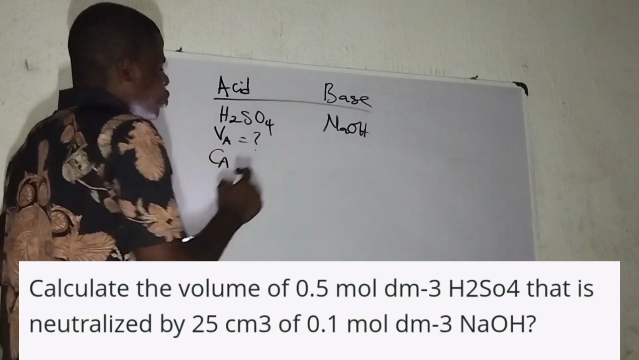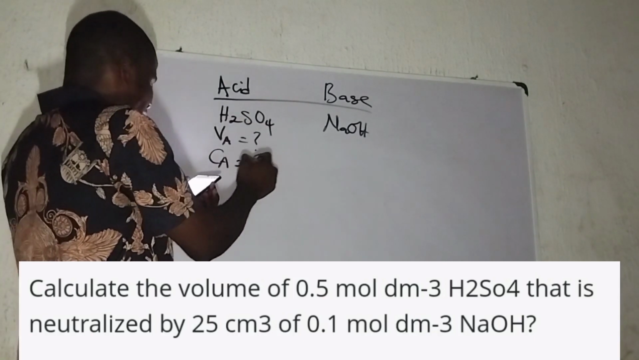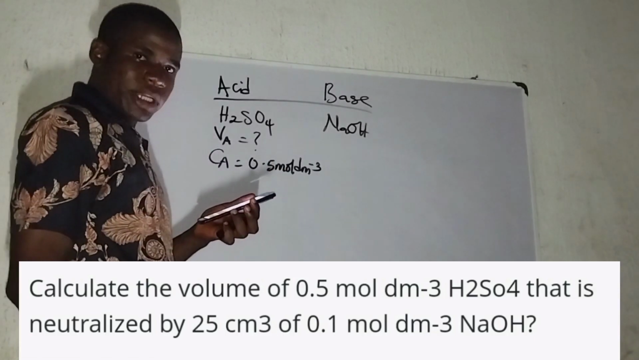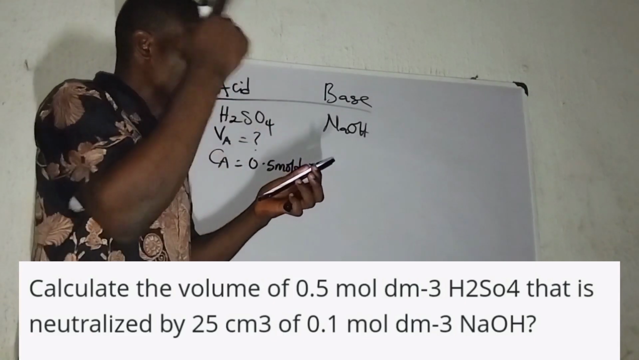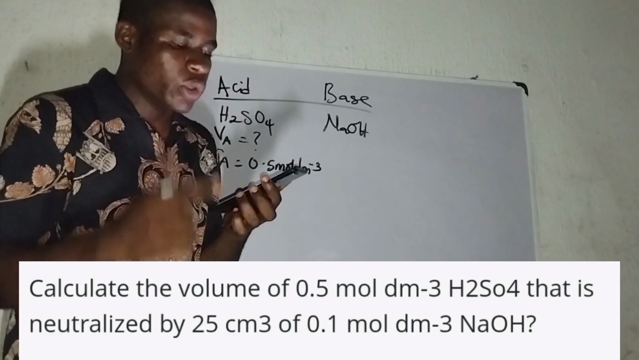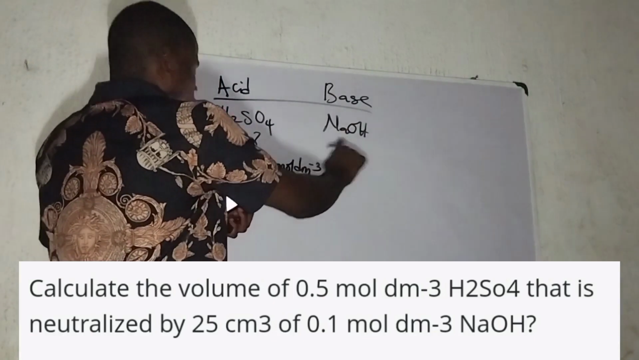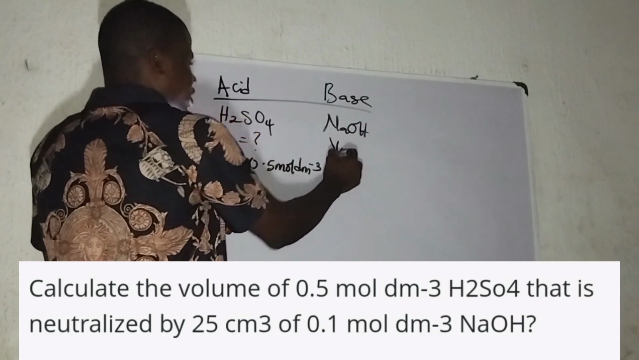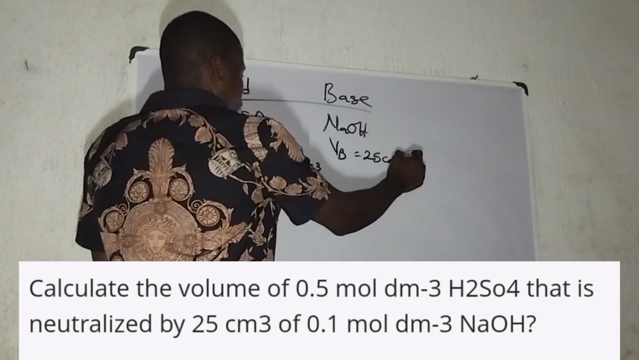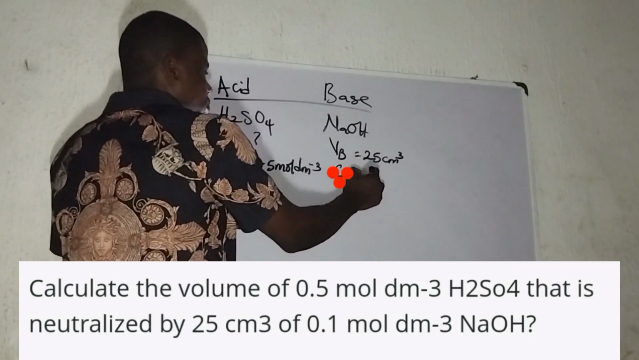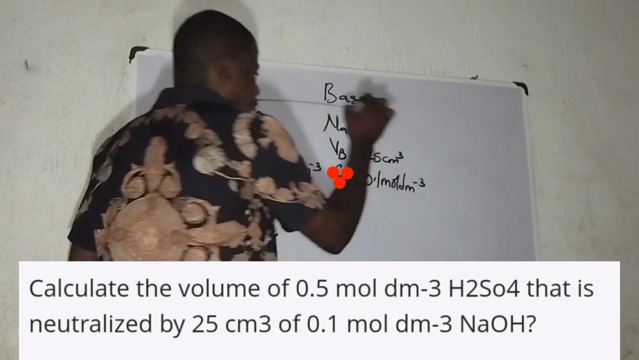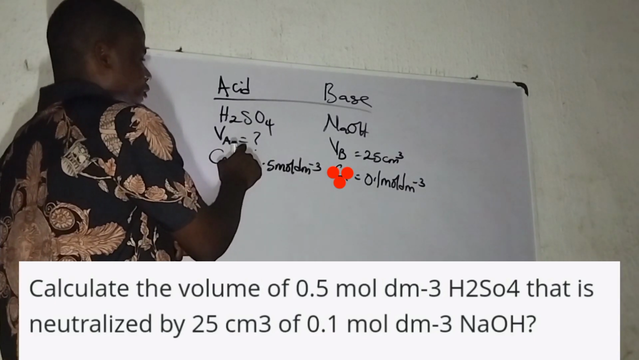So they gave the molar concentration, that's Ca of H2SO4, as 0.5 mole per dm cube. Now, that is neutralized by 25 cm cube of 0.1 mole per dm cube NaOH. For the base, which is sodium hydroxide, the volume of it, that volume of pipette, is 25 cm cube. They gave the molar concentration as 0.1 mole per dm cube. And they're asking us to find this volume.